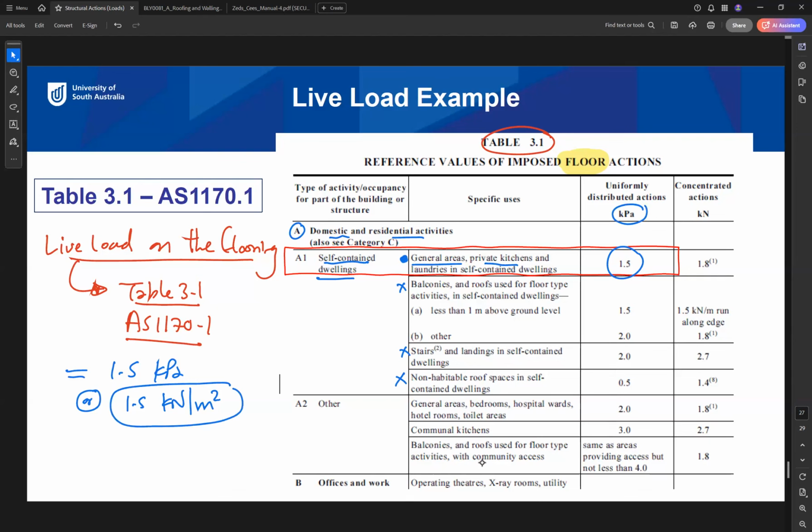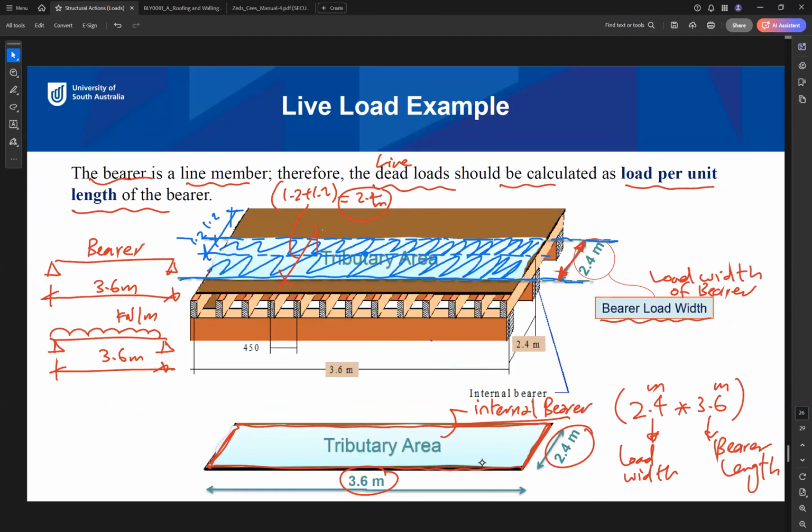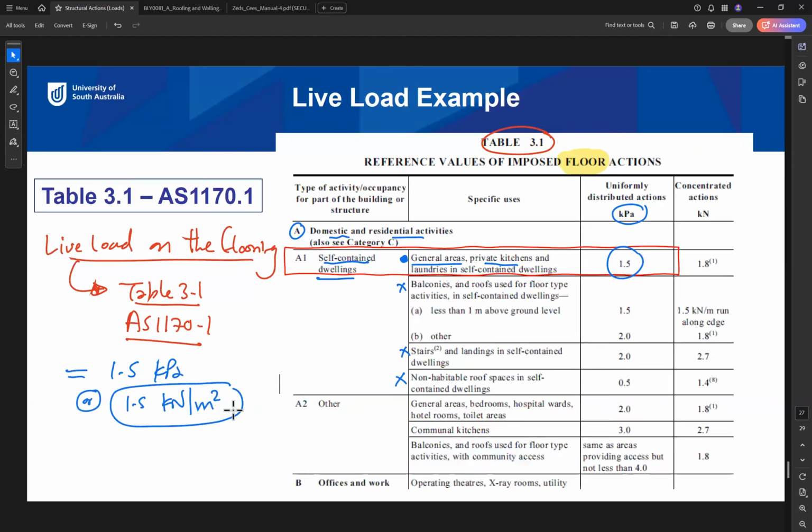So again, the unit here is kPa. This means that on this area, the live load on the whole area will be 1.5 kilonewton per square meter. This is the live load. We get it from table 3.1. So it is very simple. Go to the table using the specific use of the structure you have. So it is self-contained dwelling, so it is 1.5 kilonewton per square meter. So this is the first step.